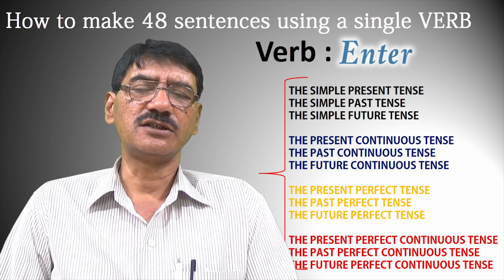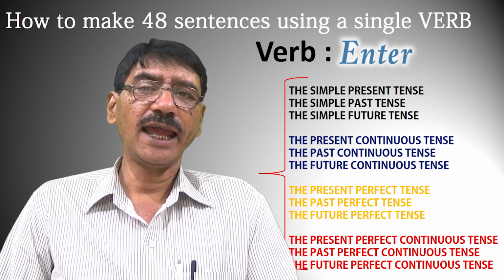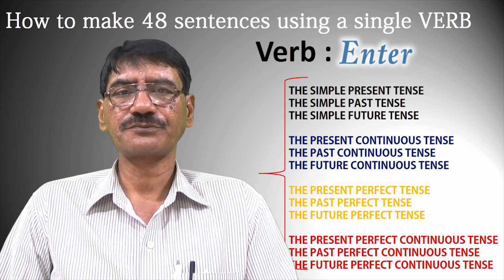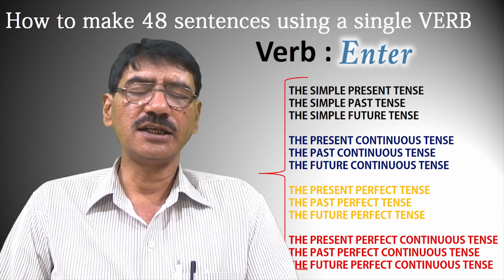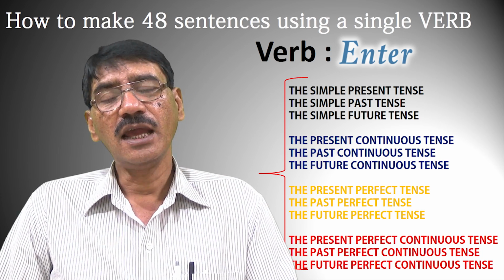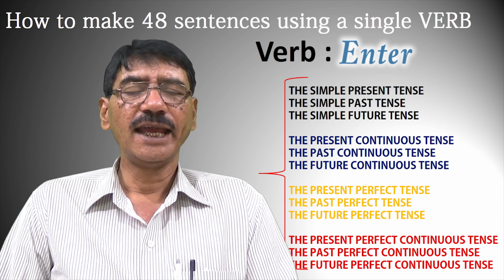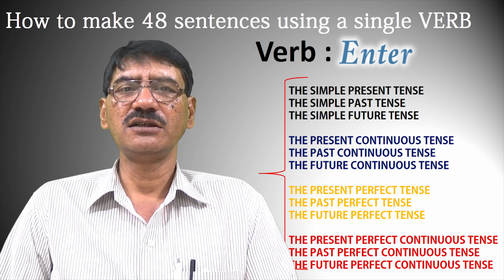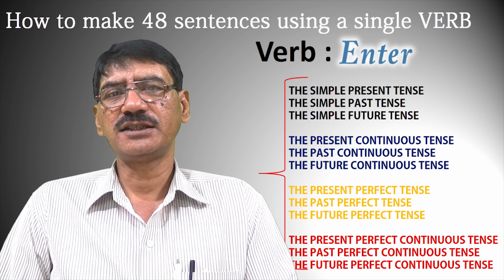He has entered data. He hasn't entered data. Has he entered data? Hasn't he entered data? He had entered data. He hadn't entered data. Had he entered data? Hadn't he entered data? He will have entered data. He won't have entered data. Will he have entered data? Won't he have entered data?